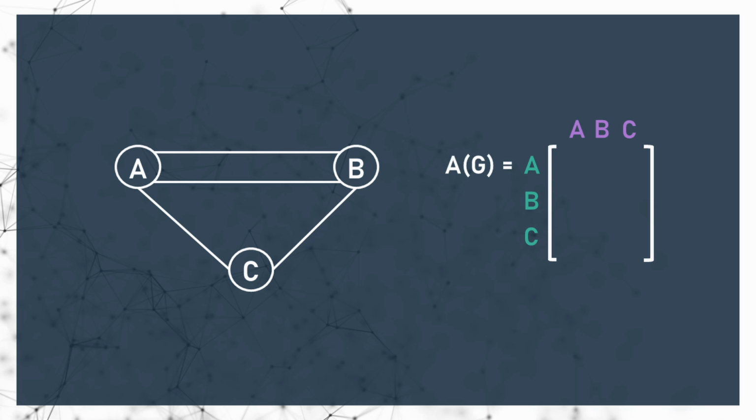As you can see, there are 2 edges between nodes A and B. So the entry between A and B is going to be 2 instead of 1. You should have an adjacency matrix like the one that you see on your screen.